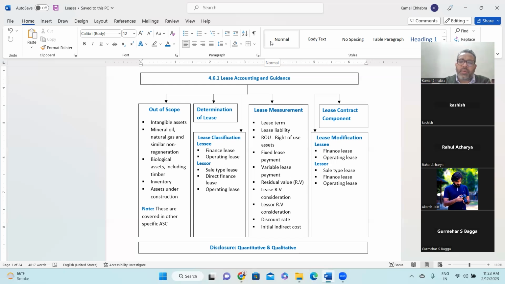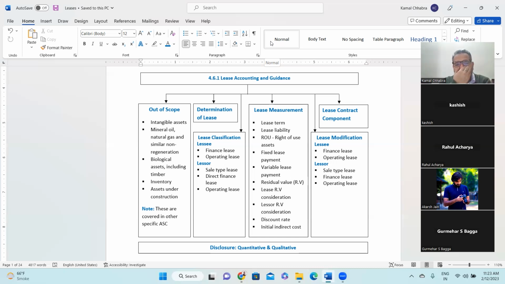Sorry to interrupt. Just one question. This ASC is also in line with IFRS, right? Yes, IFRS 16. Okay. Yes, IFRS and ASC are very much aligned, but in Indian accounting standard, there's no concept of sales type lease. So that is something new. Right. Okay, sir.